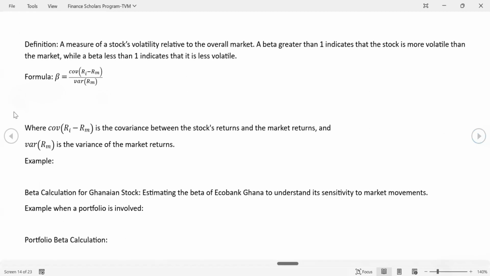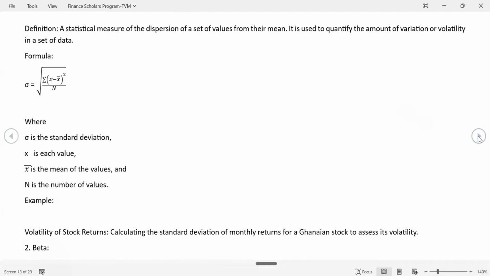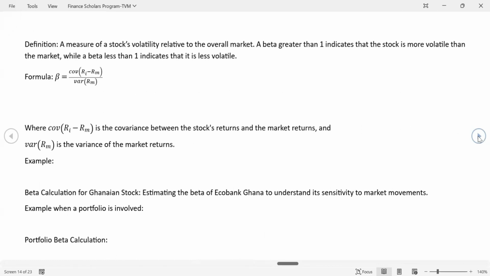So we have beta down here, also another measure of risk. We want to check the stock volatility related to the entire market. So it is not just the stock and its returns, but we are looking at the stock and the market. Is the stock following the market's strength, or is it going opposite to the market? A beta greater than one indicates that the stock is more volatile than the market. So if the market is doing well, the stock will be doing better. If the market is not doing well, the stock will be doing worse. So we want to check how the stock might change in relation to the entire market.